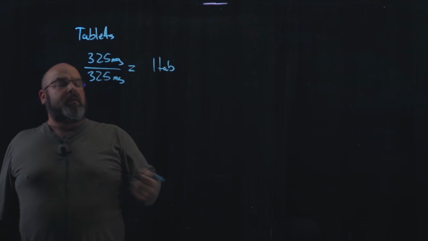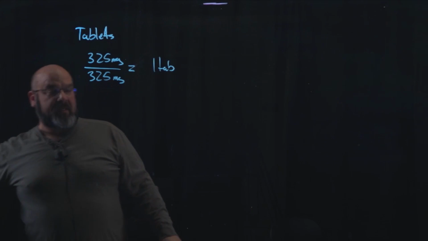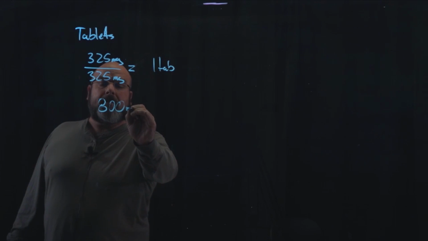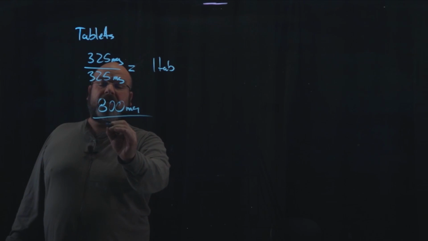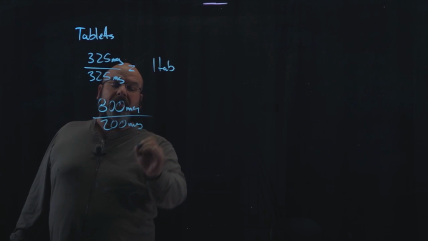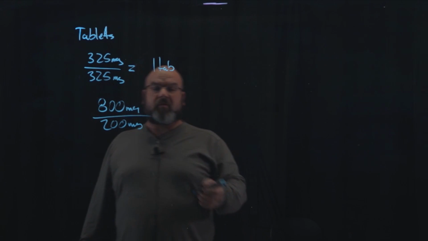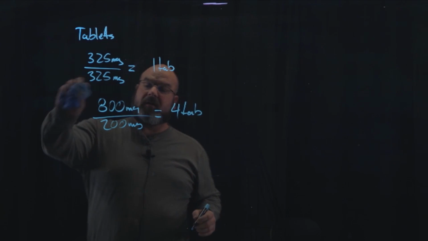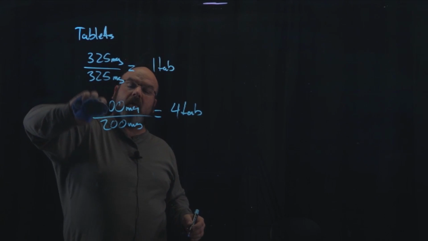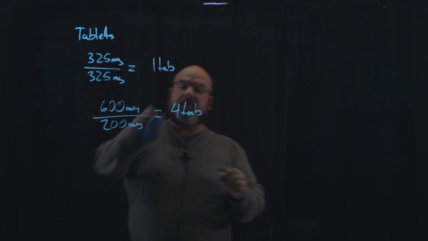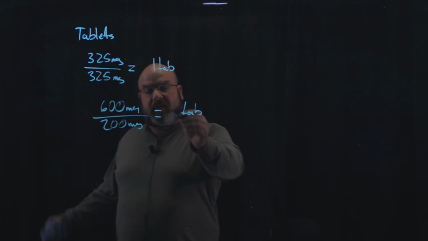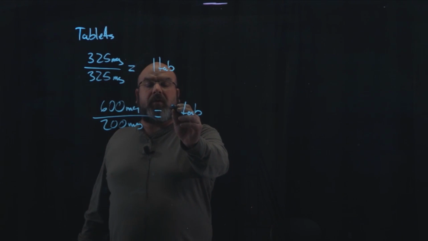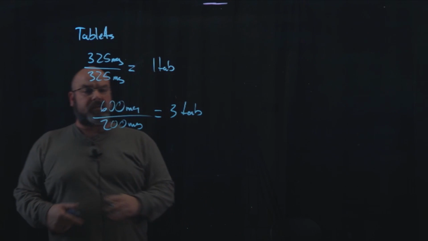So say you have a patient that you need to give 800 milligrams of ibuprofen in the hospital, and they come in 200 milligram tablets because you are out of the extra strength ones, equals 4 tabs. And you can change that up. Say they're not quite that big, so you're only going to give 600. 6 divided by 2 is not 6 tabs, it's 3 tabs. And so on and so forth.